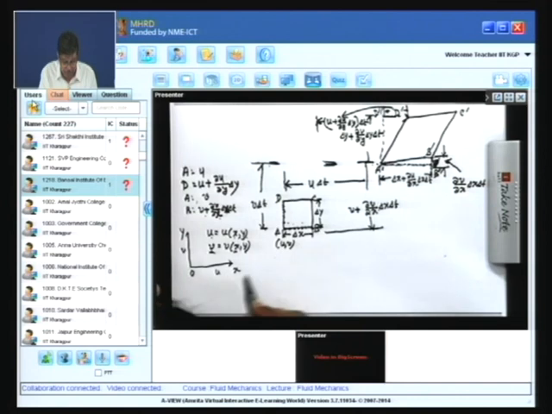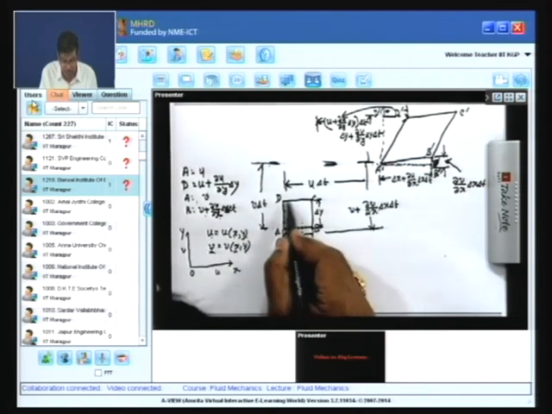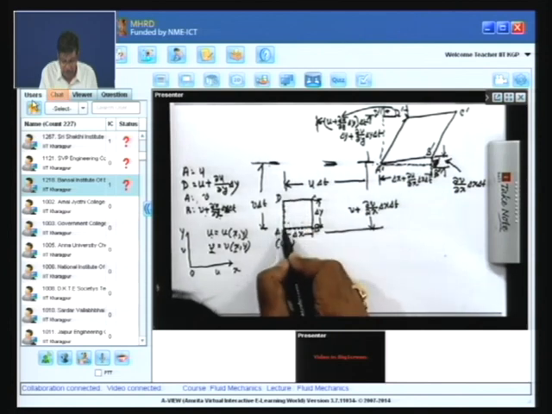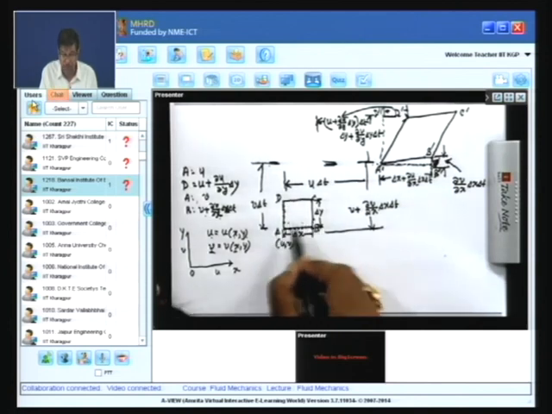So, because U is a function of Y and V is a function of X, this has a relative displacement in x direction with respect to this, and this has a relative displacement in y direction with respect to it.